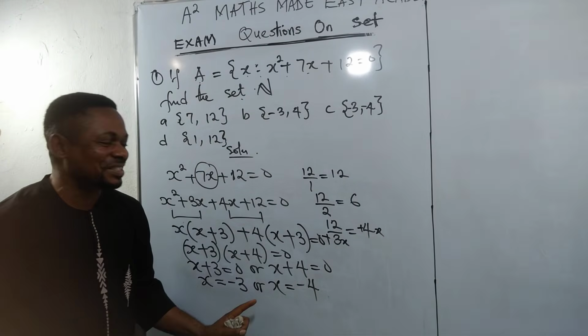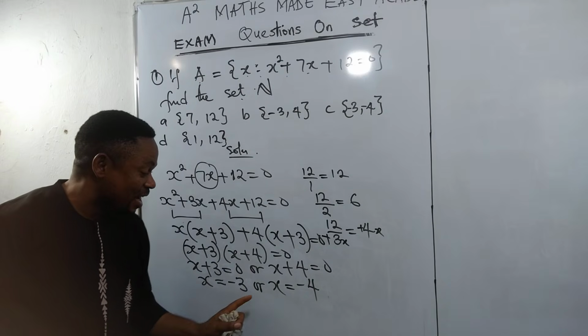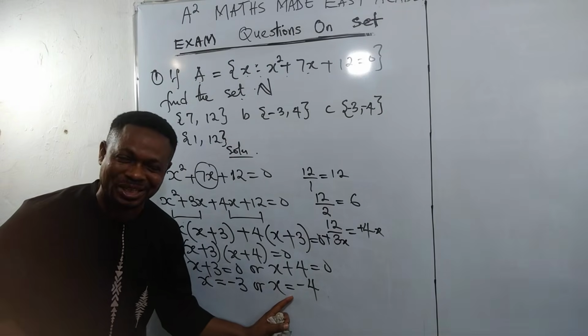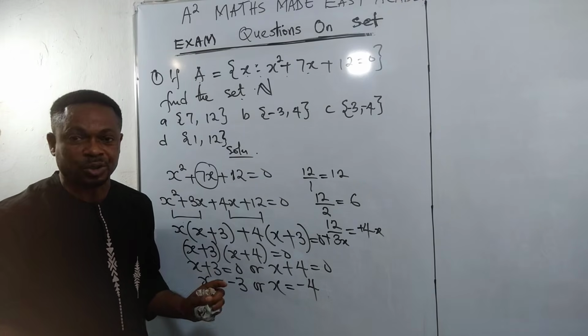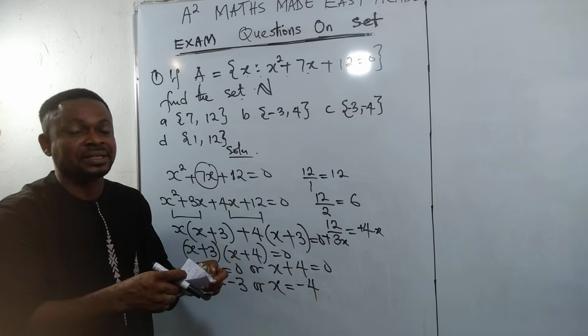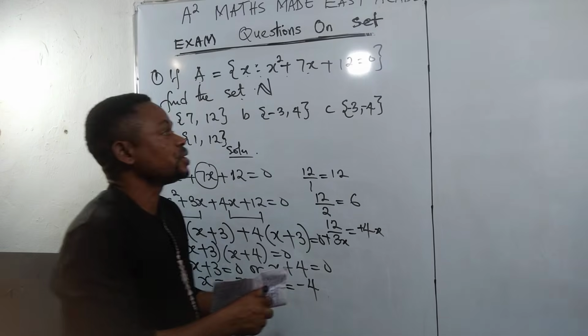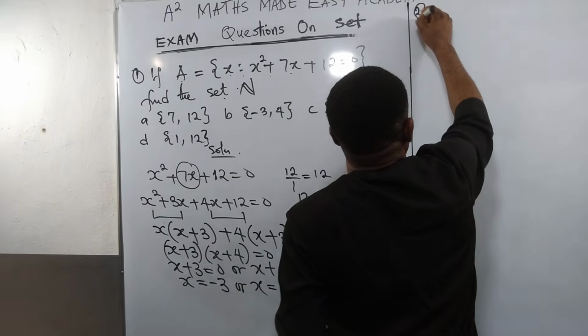Now set of natural numbers are positive whole numbers. And if you observe these two numbers, they are not positive. So which means there is no answer in the option. Now leave the options like that. Are you with me? Oh yeah, let's move to the next question, which is question number 2. Oh yeah, watch this.